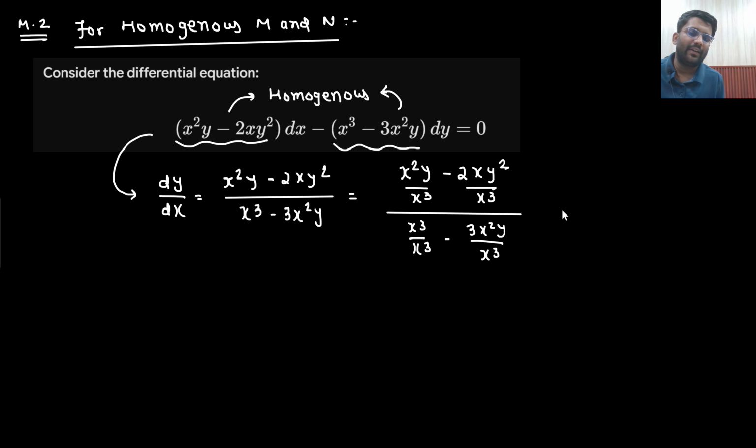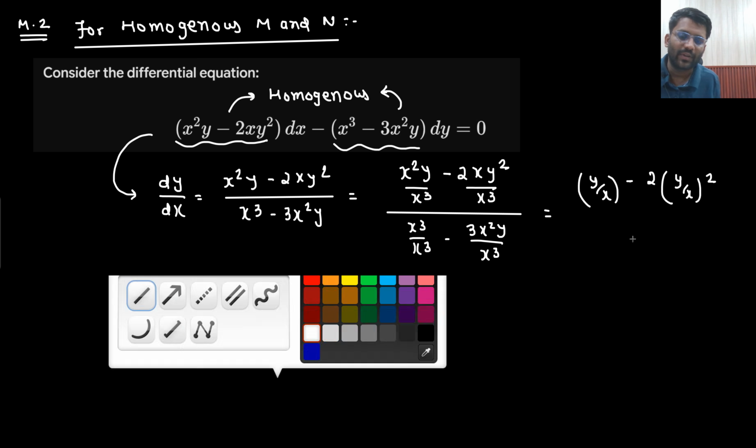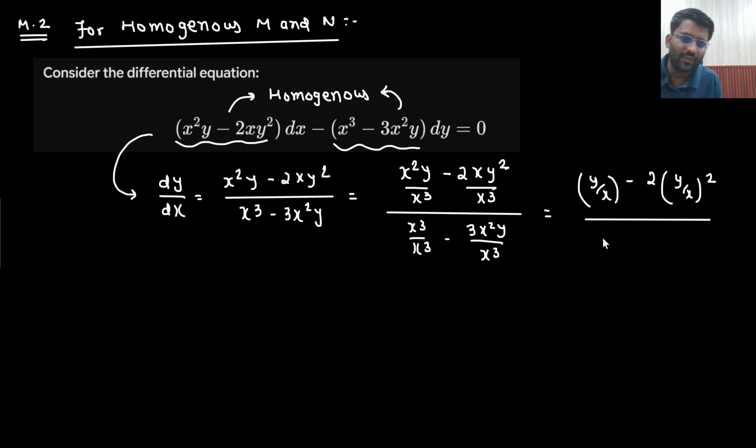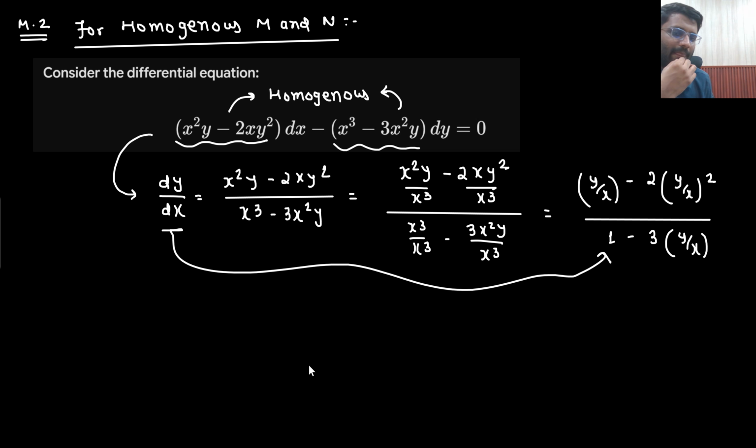Now x square y divided by x cube, what will you be getting? This is coming out to be y by x minus 2, and x will get cancelled out, so 2 of y by x whole square. So y by x minus 2 of (y by x) whole square, divided by x cube by x cube will be 1 only, and x square y by x cube, so this will become 3 of y by x. Is that understandable to you? So your dy by dx is coming out to be equal to this thing.